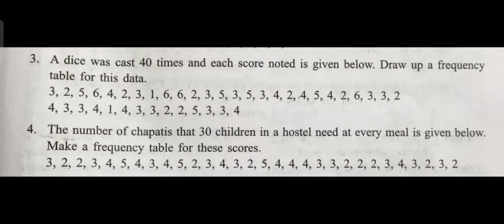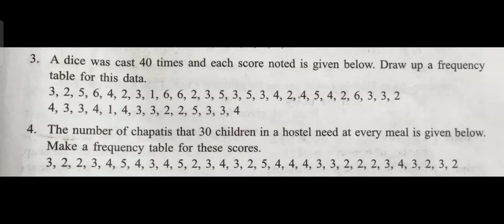Next question is that a dice was cast 40 times and each score noted is given below. Draw up a frequency table for this data. Now students, you are aware how you are supposed to draw the frequency table. I have already explained to you all how to draw the frequency table. Okay, so a dice was cast 40 times, and every time whatever score was given, that score they have given. So according to that score you are supposed to draw a frequency table.